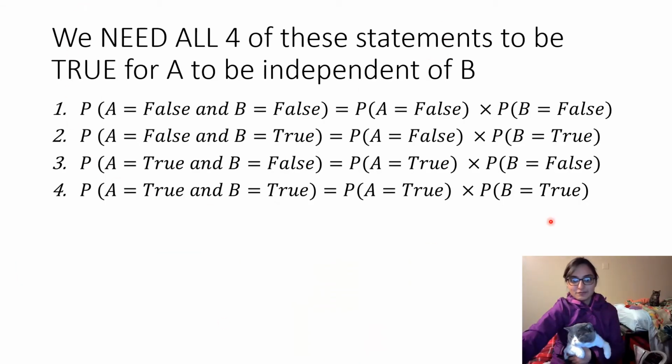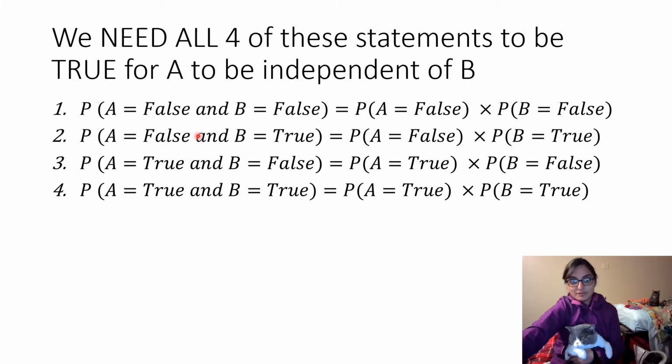So basically, if all four of these statements are true, then A is independent of B, or equivalently B is independent of A, or just in general, A and B are independent. The first is saying that the probability A is false and B is false needs to be equal to the probability that A is false multiplied by the probability B is false. That's the first test. The second test is that the probability A is false and B is true equals the probability A is false times the probability B is true.